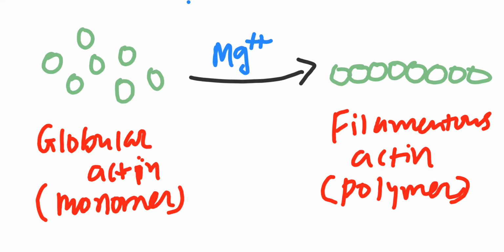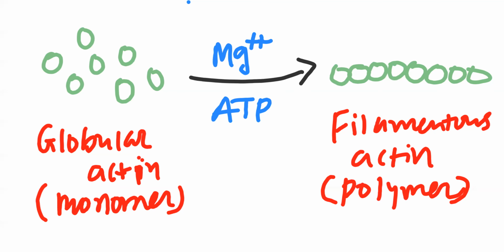The monomeric form of actin is known as globular actin. These globular actin molecules join with one another with the help of two things: energy from ATP and ions such as magnesium ion. Let them polymerize and they get converted into a filament of actin. We call it the F-actin structure.